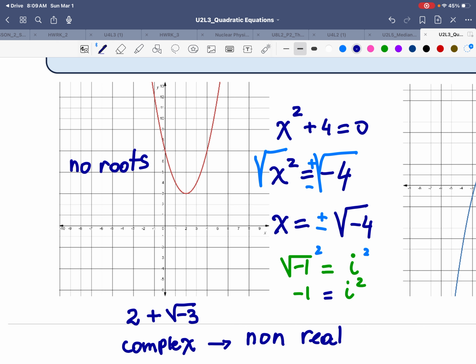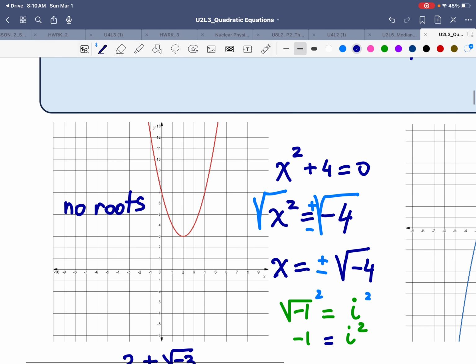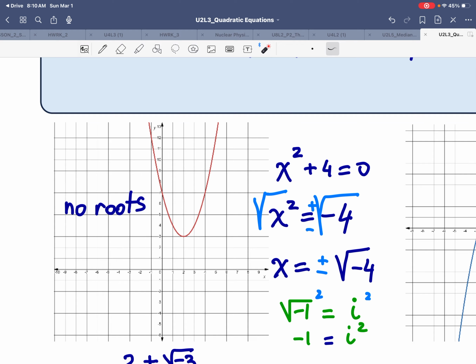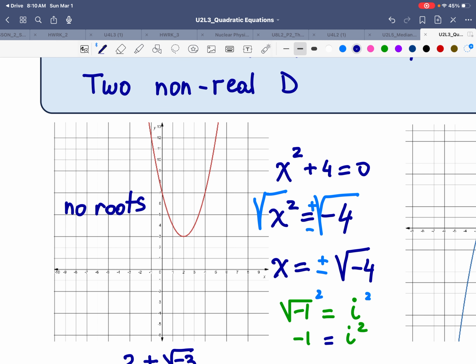If you want, you can explore them a little bit further on ChatGPT and see more information if you're curious about it, so what they are and how they're used. But we're going to stop here, and we're going to say that equations that have no x-intercepts have two non-real roots, and they're always distinct, and that's something that we will discuss in other examples, roots or solutions or x-intercepts, whatever we want to call them.